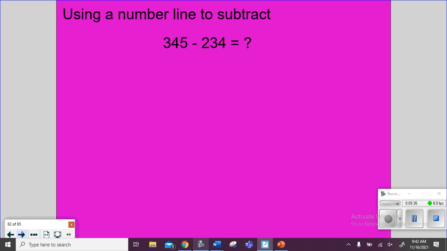Which of those numbers is my whole? Which of those numbers is my whole or my total amount? Emily, you with me? Okay. Yeah, Harper. 345.